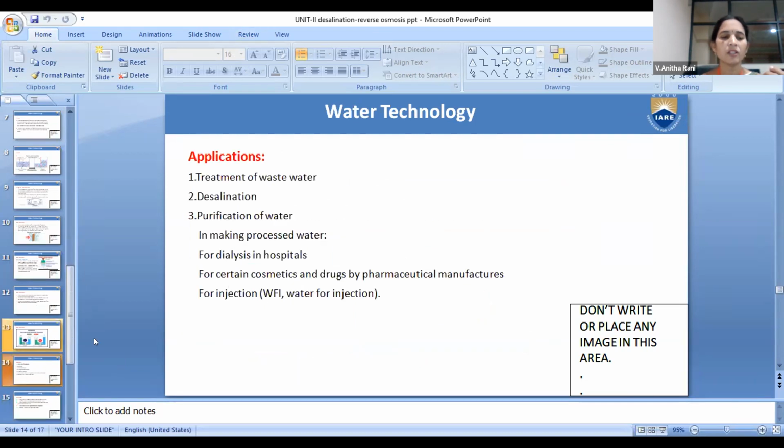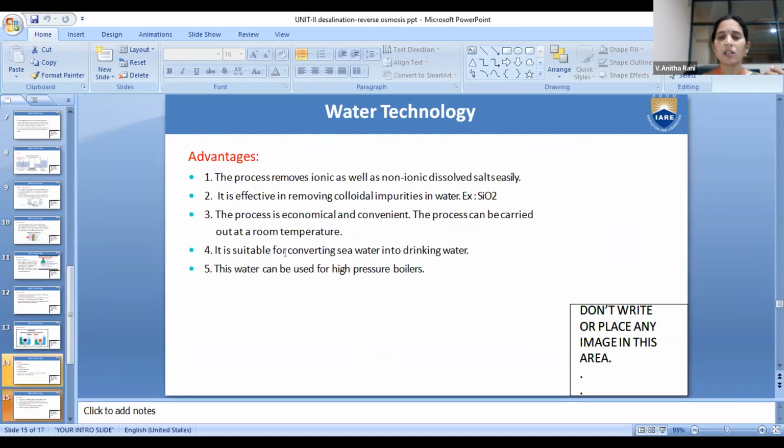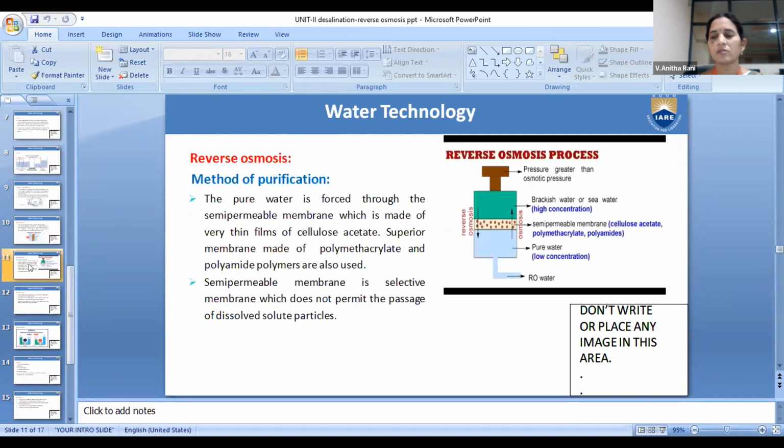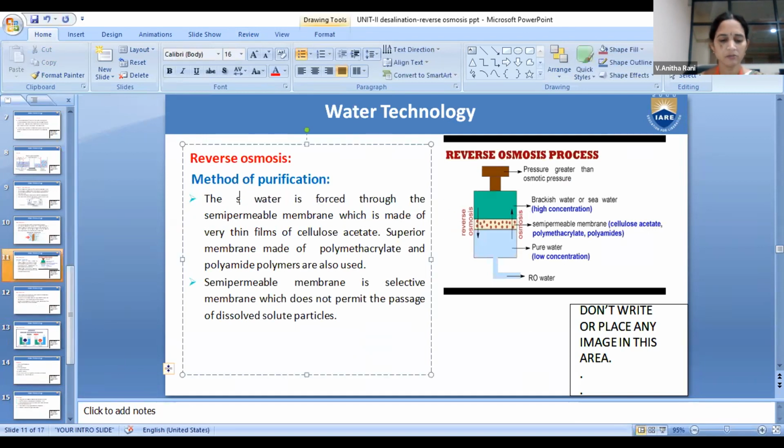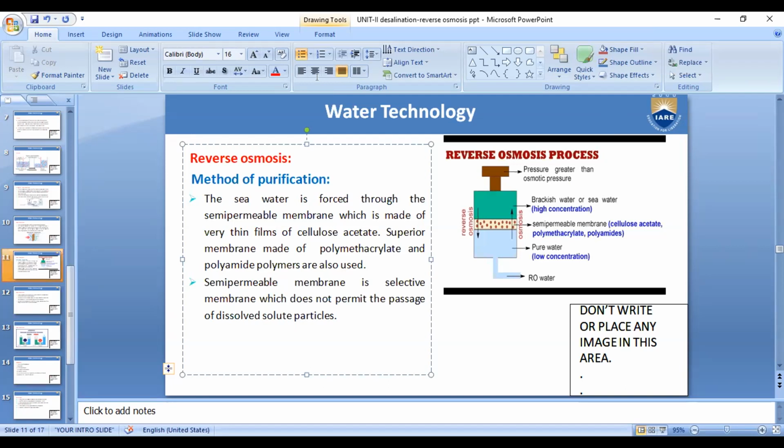Okay, and here I will tell first advantages. Students understood what is reverse osmosis? Students understood? Students? Hello? Are you there? Yes, ma'am.